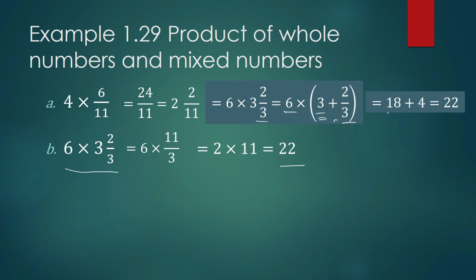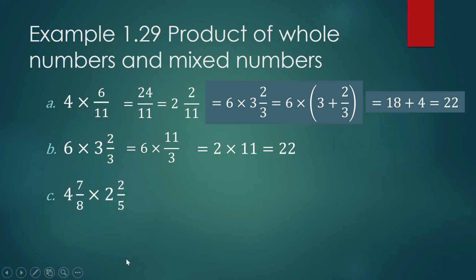6 times 3 is 18. 6 times 2/3, so you have a 3 there. 3 divided by 3 is 1. So you are left with 2 times 2. And so that's going to be 18 plus 4, which is also equal to 22.